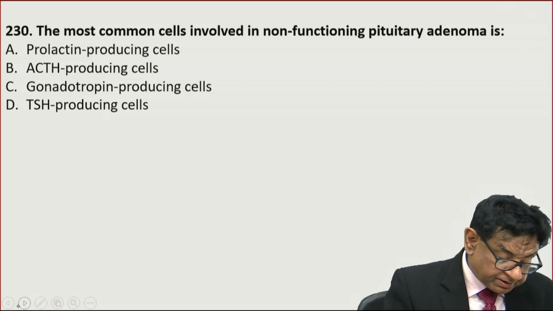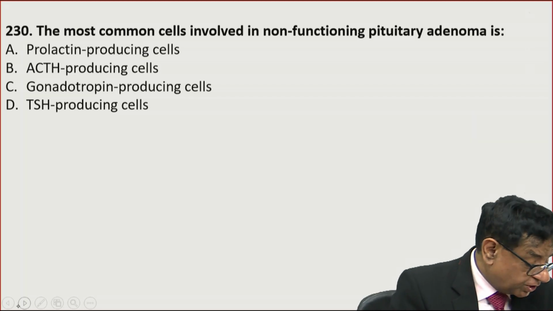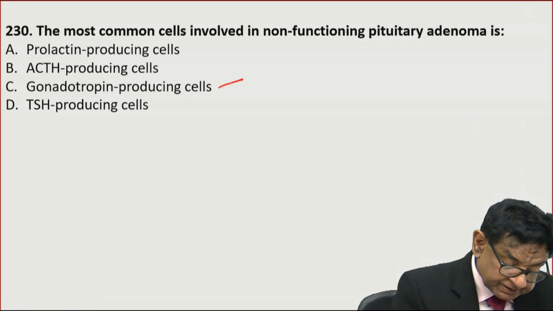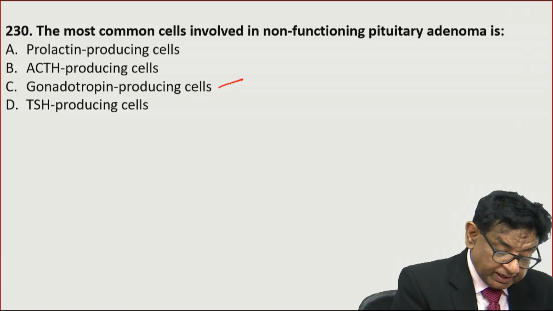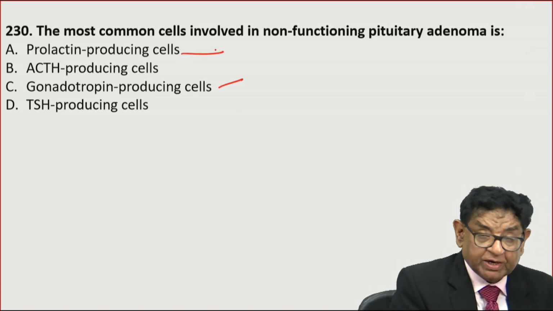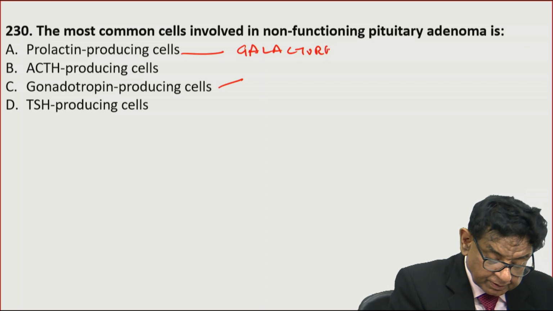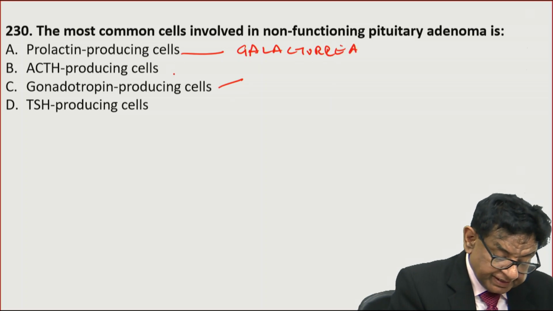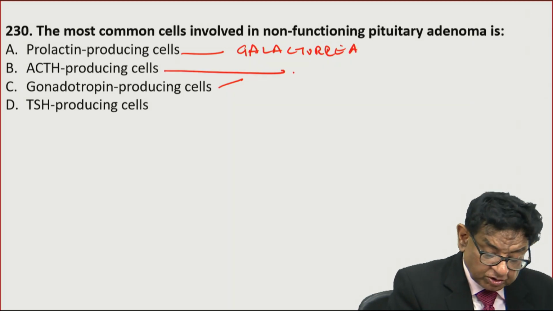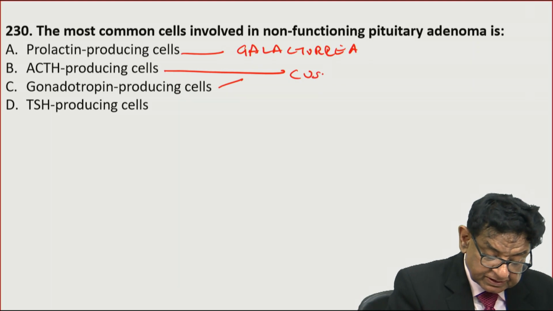Non-functioning adenoma, most of the time, is usually due to gonadotropin producing cells. Well, if an excess of prolactin is there, that may produce galactorrhea. If ACTH producing, this is what is so-called Cushing disease.